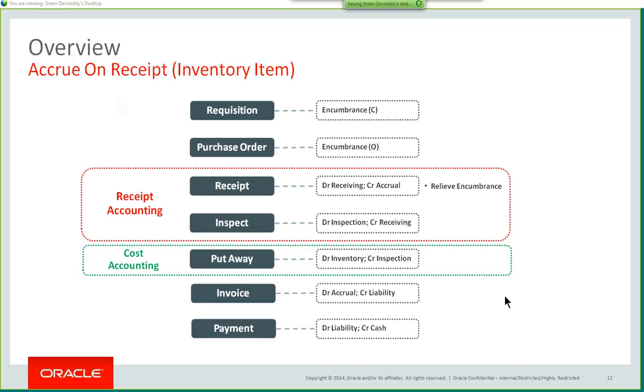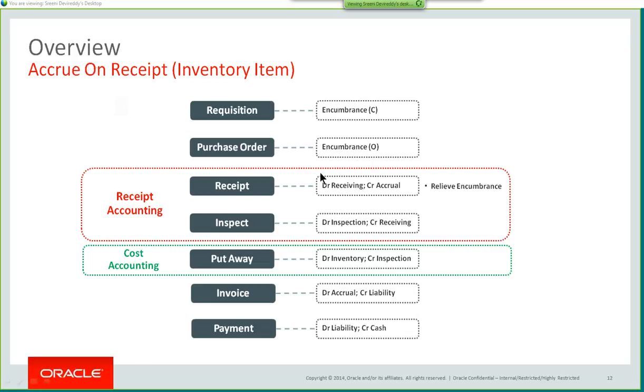So in the cloud, we have two different products called receipt accounting and cost accounting. In other words, we separated the receipt accounting portion from the cost accounting portion. In E-Business Suite, they both are together. In the cloud, we separated them. Why? Because there are customers who don't want to use costing at all. So they are just using the inventory. They don't have manufacturing, they don't have anything, just the inventory. Then they can go and set up just the receipt accounting and start using it. So the receipt accounting is not dependent on cost accounting in the cloud.